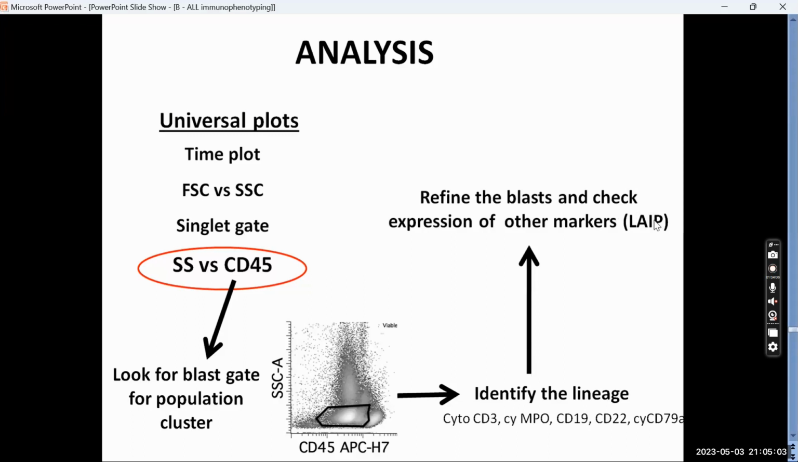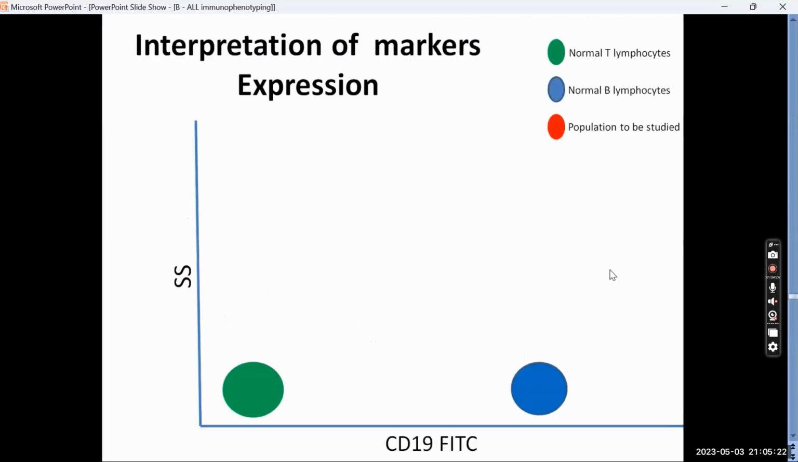That is LAIP, the leukemia associated immunophenotype. So you look at the expression of other markers: how is the expression of CD38, CD73, CD10, and CD33 on the B lymphoid blasts? That gives you information about the leukemia associated immunophenotype. Now, when I use the words moderate, bright, dim, I explained this in the first class itself.